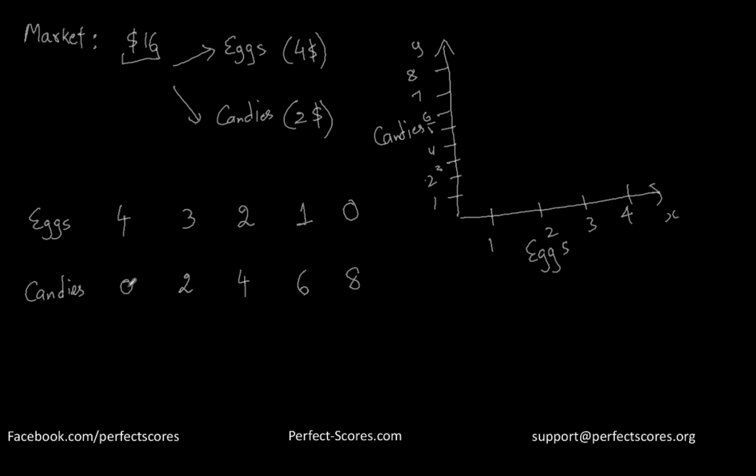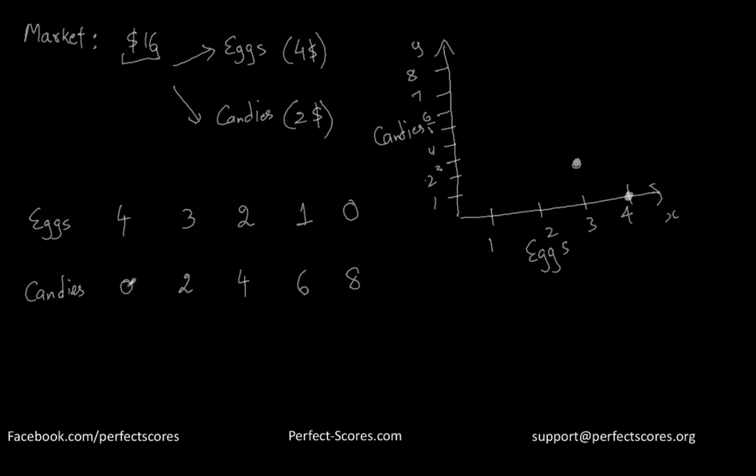If you don't buy any candy, you'll be buying 4 eggs. So that's a point right here. If you buy 2 candies, you'll be buying 3 eggs. So that point comes here, right? So 2 candies and 3 eggs.